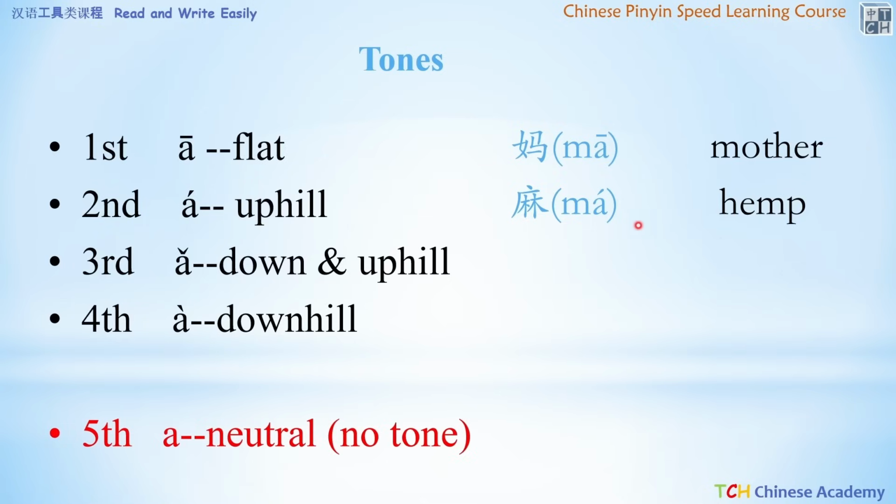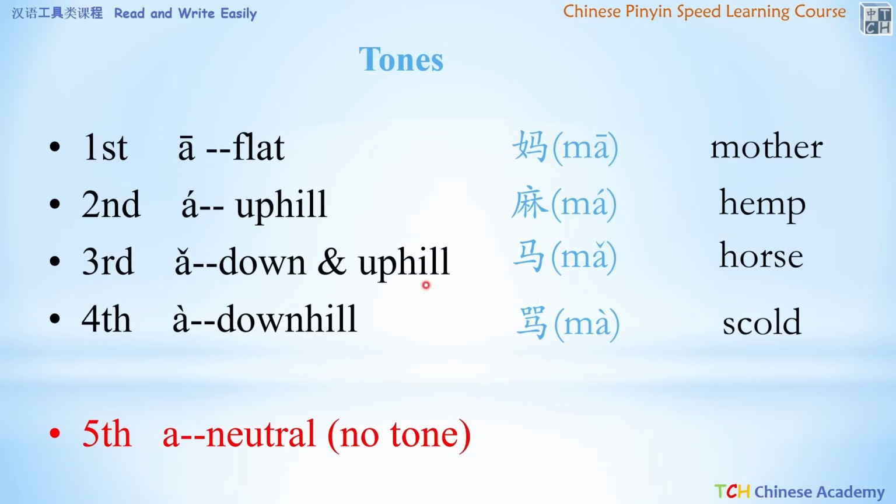It has nothing to do with mother. And then mǎ, this is the third tone. So down and uphill. So mǎ, that is the horse. And this fourth downhill tone is mà. It is a verb, to scold. And this neutral tone that is not stressed is ma. It's a question marker, always at the end of a sentence to make a statement into a question.